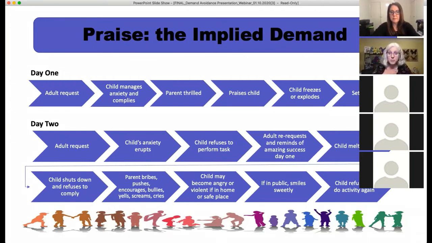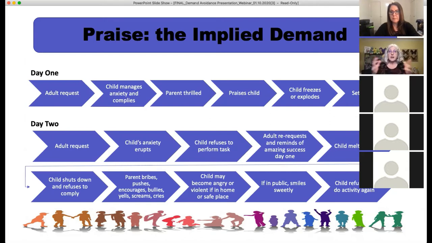We're so desperate for them to actually do anything good. We're going to pile it on. And then they have a meltdown. We pile it on, and then they freeze or they explode. And then we've got to take ages and ages to settle them.